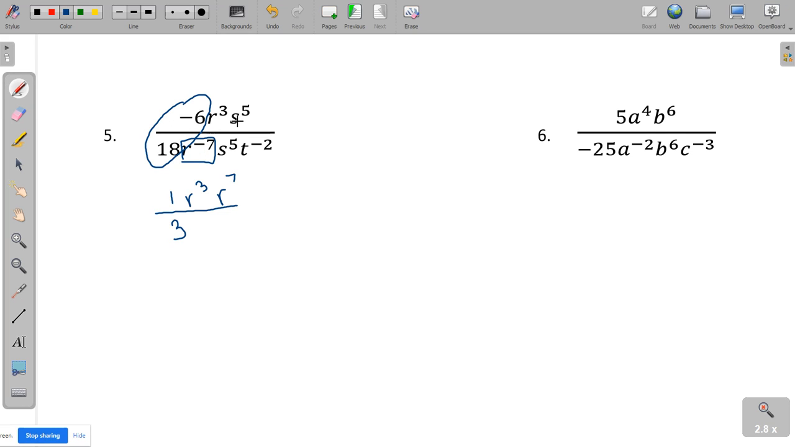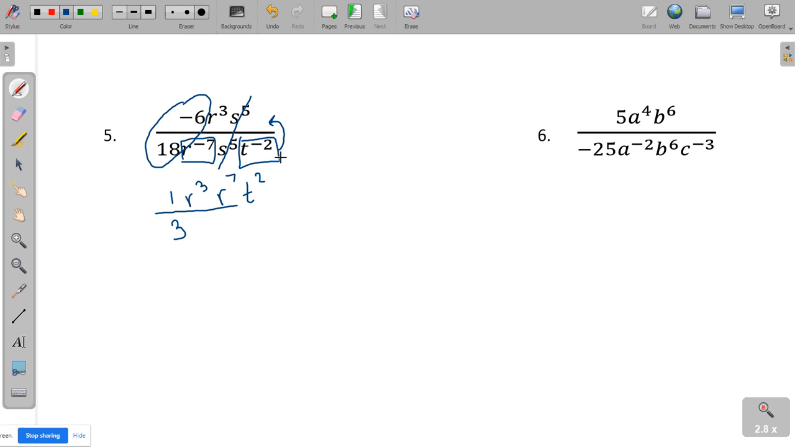Then let's look at our s's. We have s to the 5th and s to the 5th. Same thing on top and bottom, so we can cancel them out. And then we have t to the negative third. It's negative, so we have to bring him up. So then we get t to the positive third.